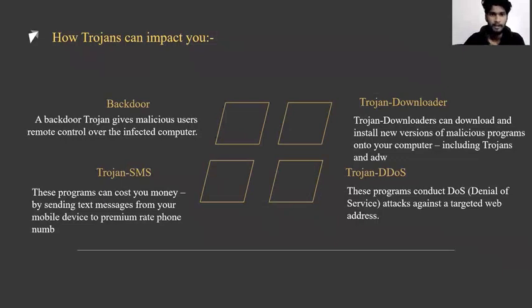How can a Trojan impact you? Impact of Trojan. First, backdoor. It gives remote control of the infected computer. Second, Trojan SMS. This can charge you by sending text messages. Third, Trojan downloader. It installs new versions of malicious programs. And fourth, Trojan DDoS. It is used to attack against web addresses.